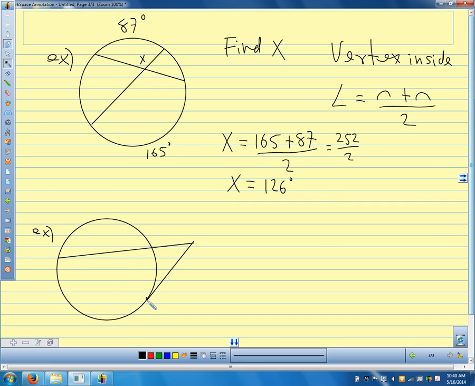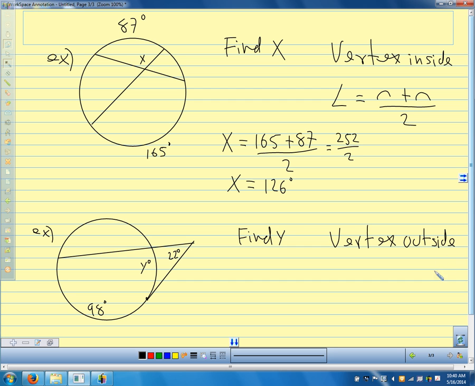So here's my setup. I'm going to say this arc is 98 degrees, this arc is y degrees, and this angle is 22 degrees. So we have our vertex outside, and we want to find y here. Our vertex is outside, so our angle equals the arc minus the arc divided by 2.